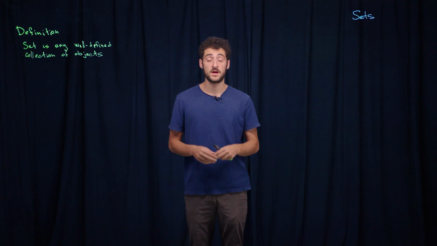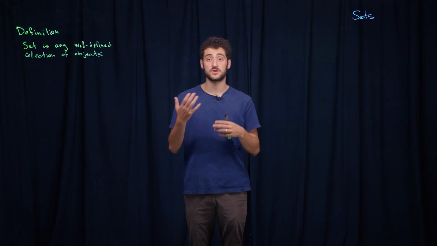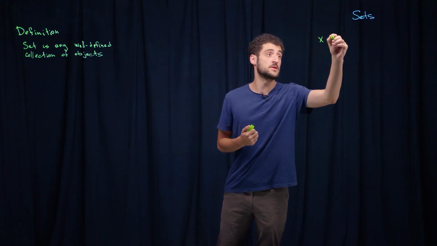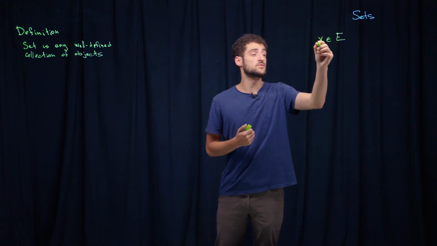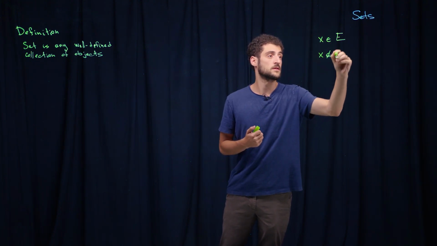In this video, we are going to discuss the core object of modern mathematics, the notion of a set. A set is a collection of objects such that this collection is well defined. In other words, we can easily determine if an object is within the collection or not. If an object s is within the collection E, we write it like this. If it's not, we write it like this.